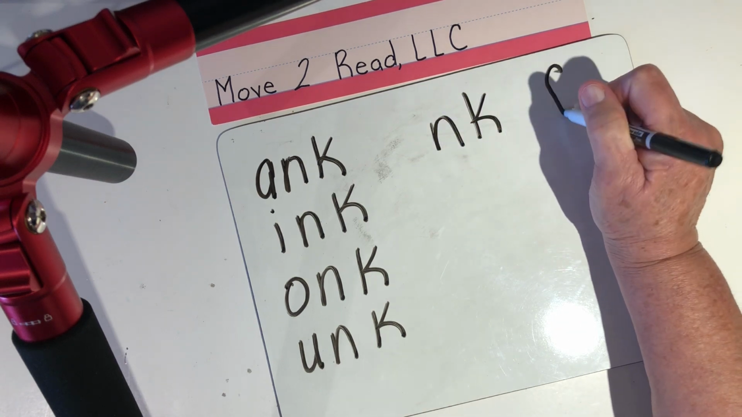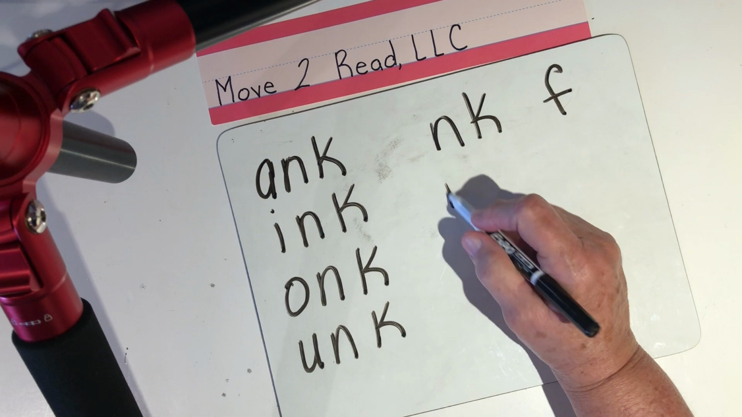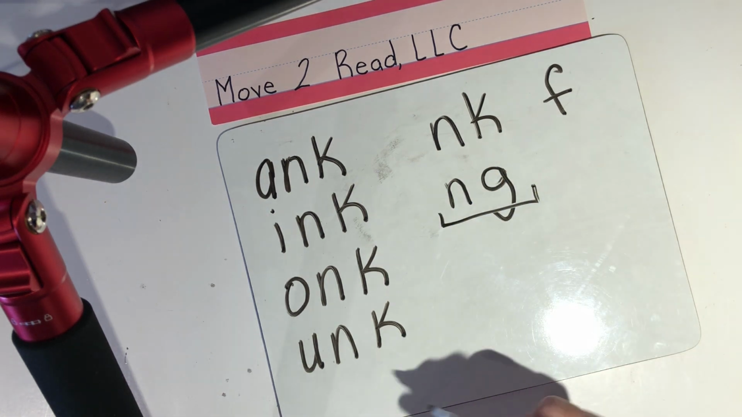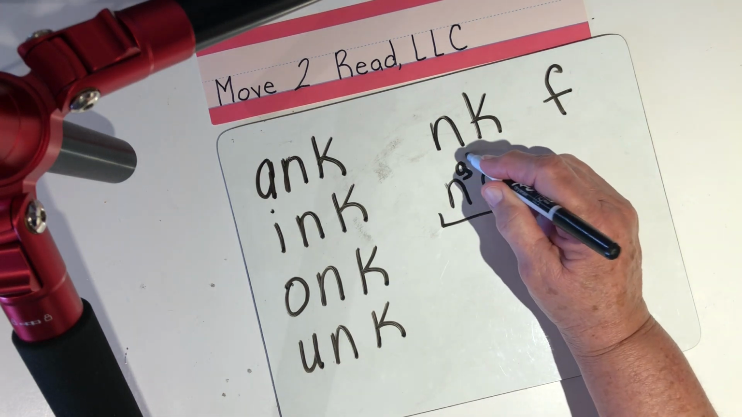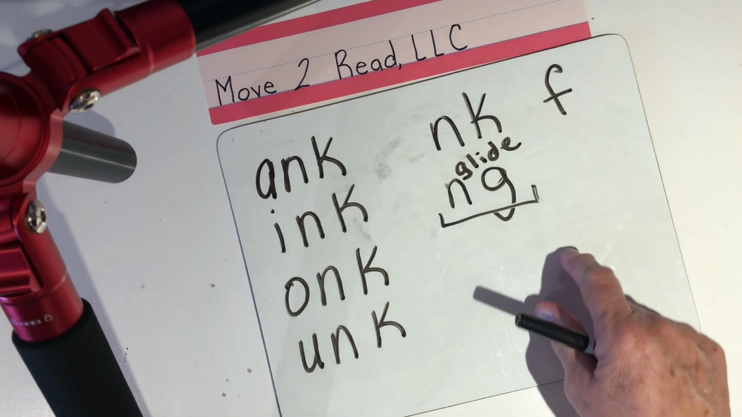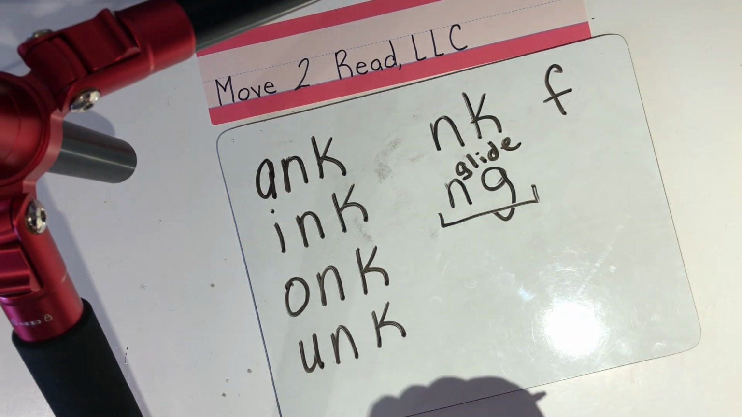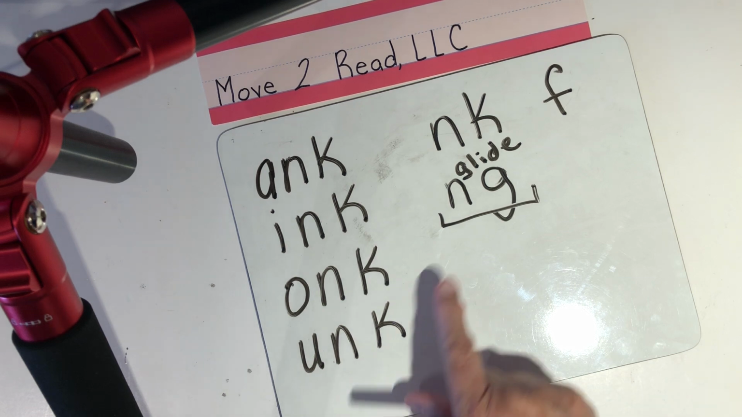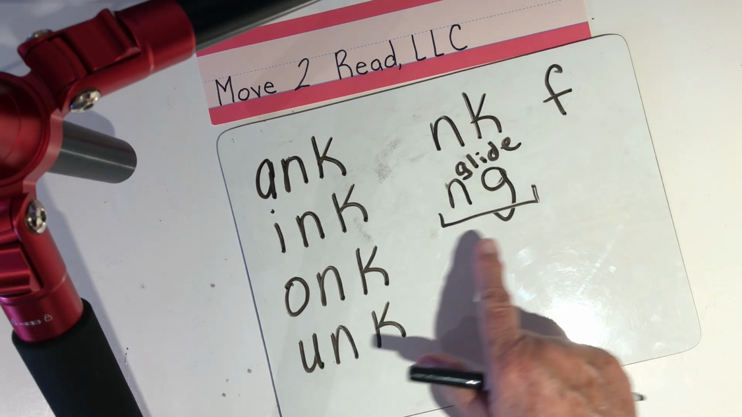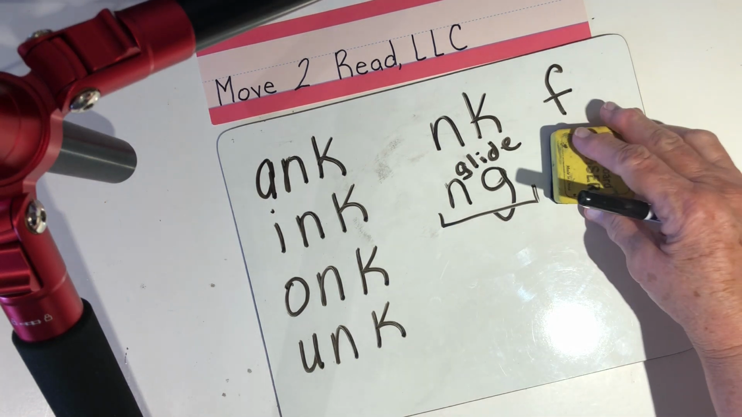We're going to be learning about the NK family. We've already learned about the NG family, and we talked about how an NG is a glide. We determined that because when we say the N and the G, they're said together. The tongue starts in the front of the mouth and the sound travels down towards the throat. So it's a sound. It is not a G. It glides along.